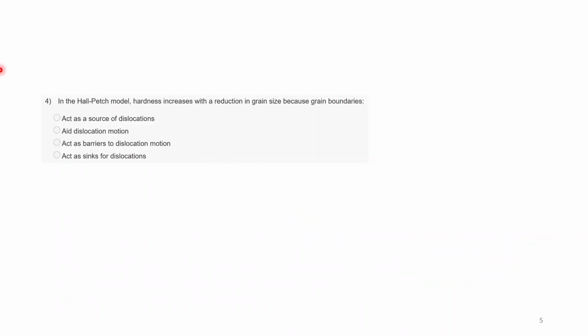Next question is the Hall-Petch relation. In the Hall-Petch model, hardness increases with a reduction in grain size because grain boundaries act as a source of dislocation, aid dislocation motion, act as barriers to dislocation motion, or act as sinks for dislocation. Grain boundaries can act as sources and sinks for dislocation, but that is not the reason for the strengthening in materials. The strengthening reason is that they act as a barrier to dislocation motion. So C will be the answer.